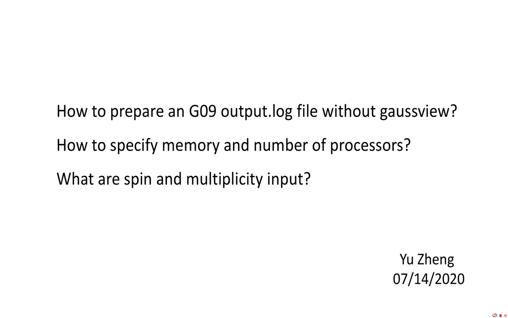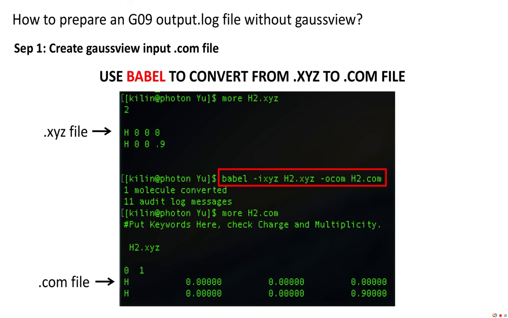Okay. So today my topic is to address three questions: how to prepare a Gaussview output log file without Gaussview, how to specify memory and number of processors, and what are the spin and multiplicity inputs. Next slide. Let's start with the first question.